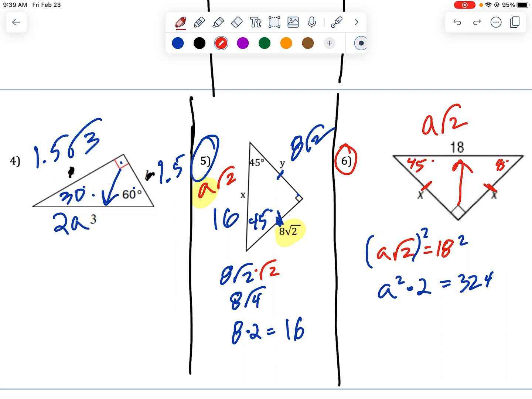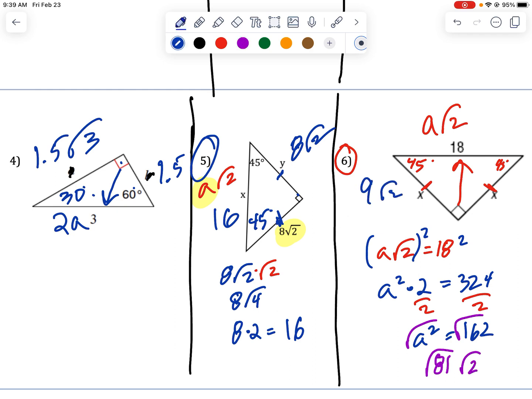I divide the 2 out to get a squared equals 162. And then square root both sides. And 162 is 81 times 2. Square root of 81 is 9. And there is not a square root of 2, so it's 9 root 2. Okay, again, some people may recognize that, hey, if this is 18, then if you see the pattern, it's just going to be half with a root 2. And that's fine.